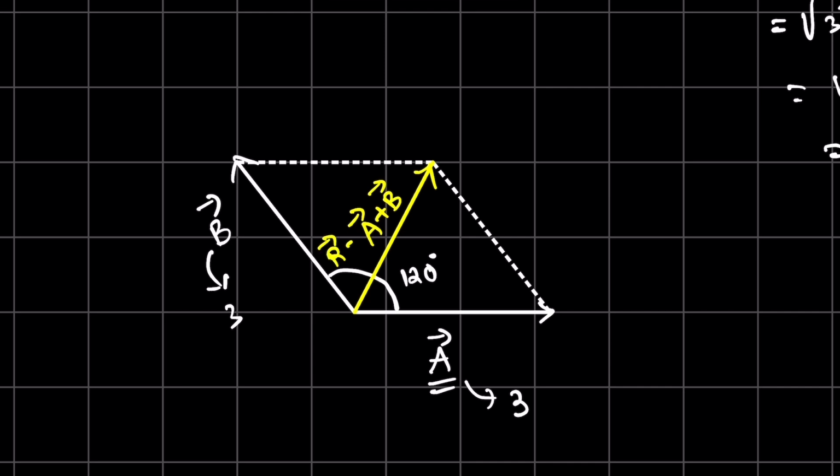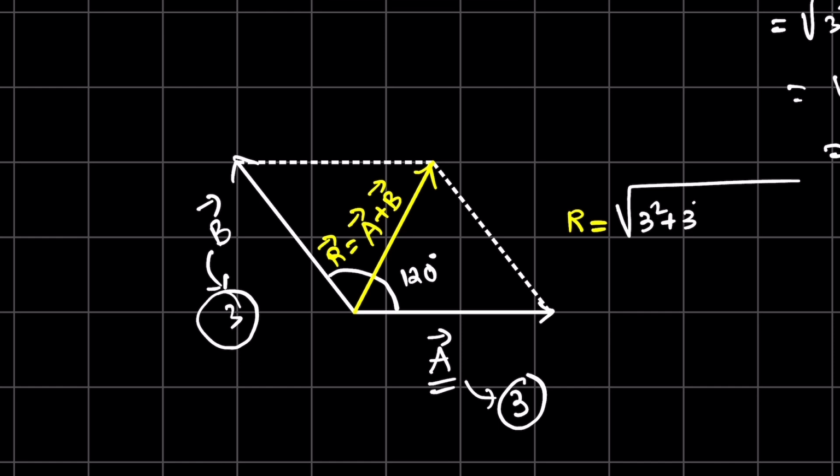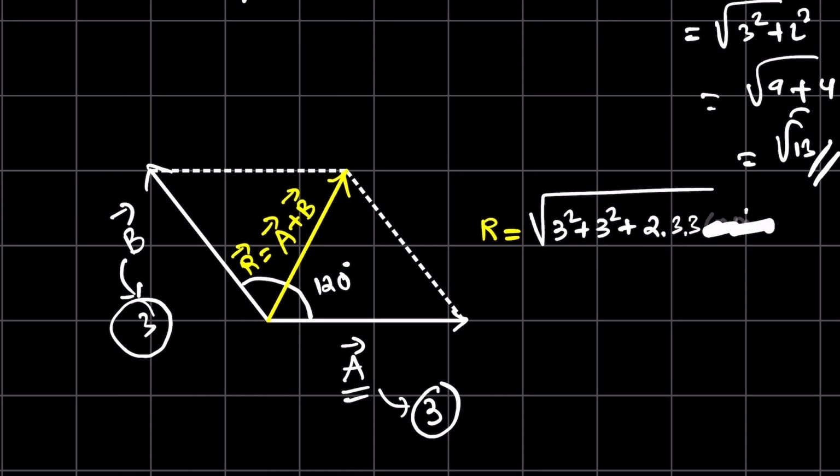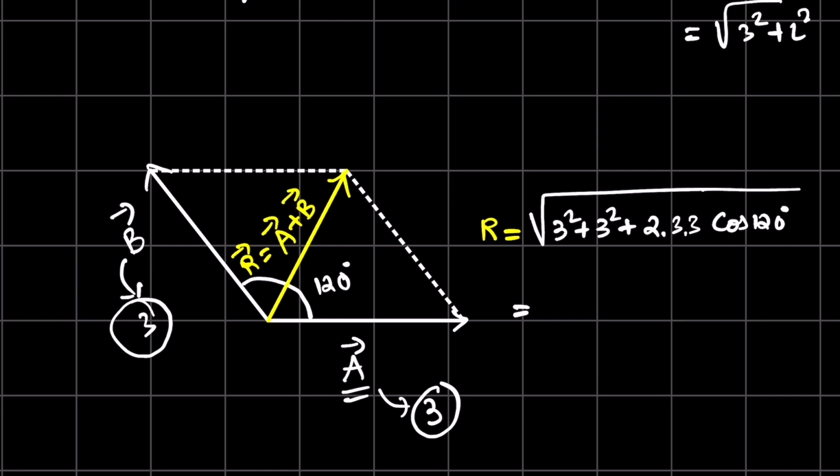Let me name this as R vector. So the modulus of R vector is simply R, which is nothing but the root over a square plus b square plus twice ab cos of 120 degrees, where a is 3 and b is 3. Cos of 120 degrees, maybe we'll solve in a video later. Let's do that: 3 square plus 3 square is 9 plus 9, root over 18.